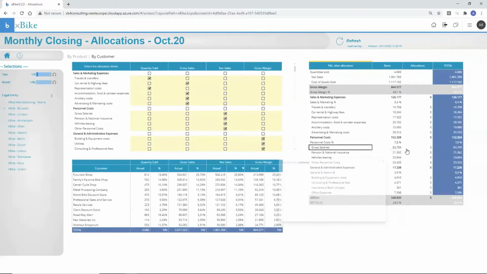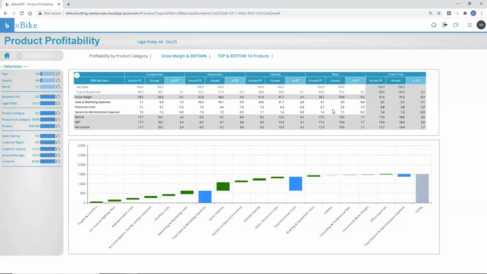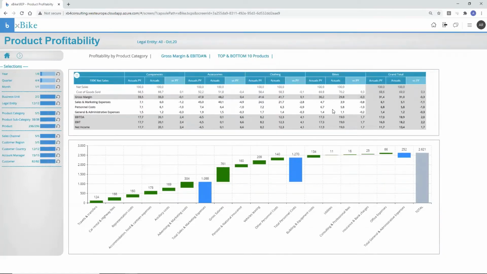Okay. So now that I have my data by product, by customer, and also all the related dimensions, I can do some further analysis. To do that, I have some product and customer profitability reports. Let me start with the product profitability. What do we have here?